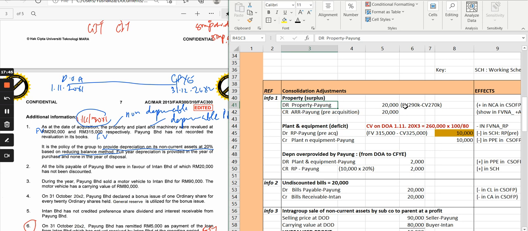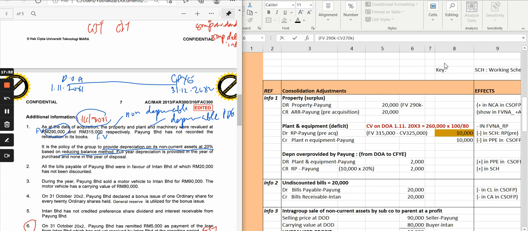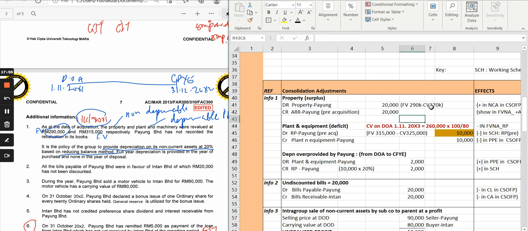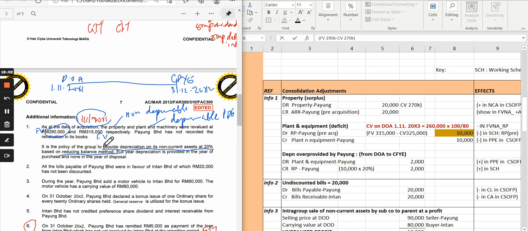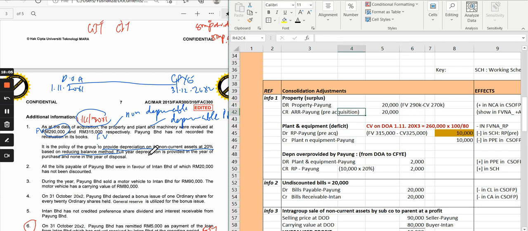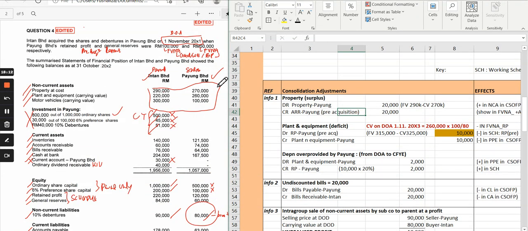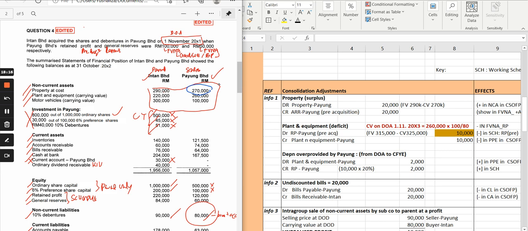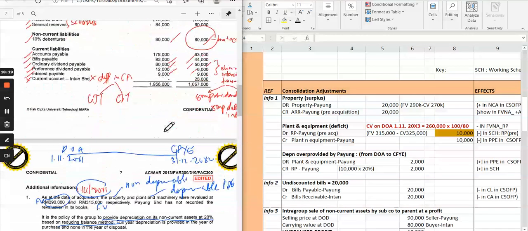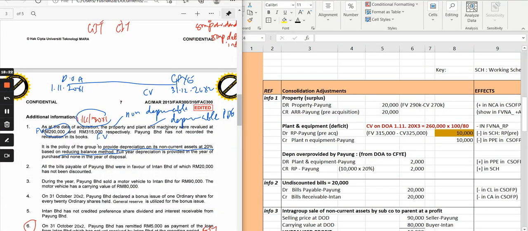For the property, you need to compare the fair value. The fair value is 290 given here, and that would be compared with the carrying value. Carrying value 270. To find the carrying value is quite easy because property is not depreciated. If you go to the property, you would notice that this is the carrying value on 31st of October 20X2. The carrying value is 270. And again here also it is 270. It is the same. Why is it the same? Because it is a non-depreciable asset.